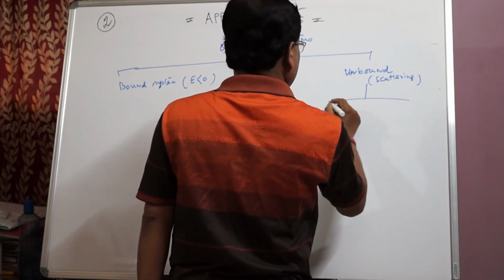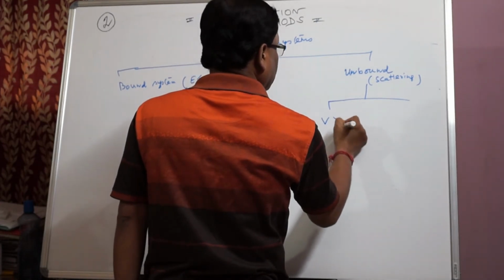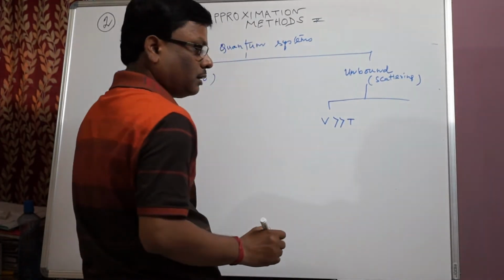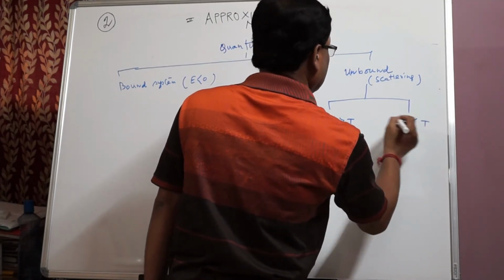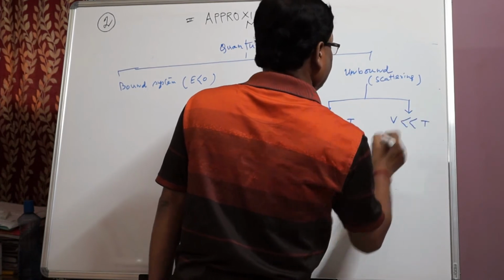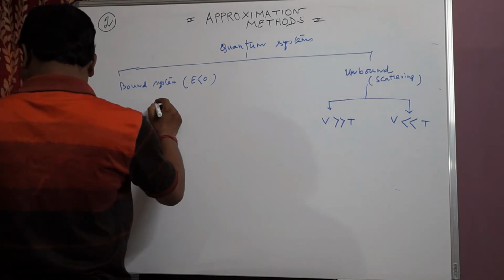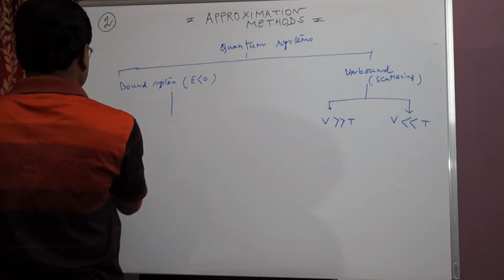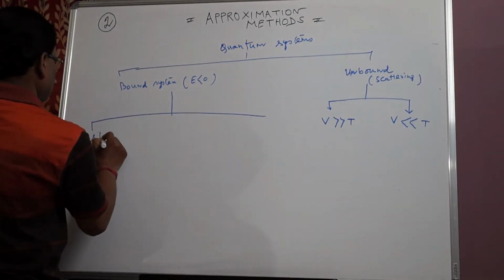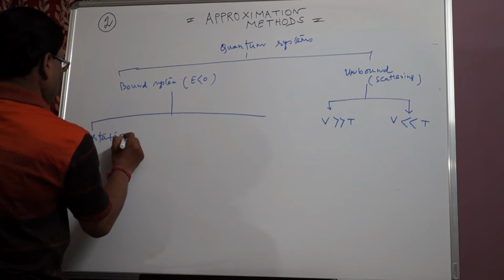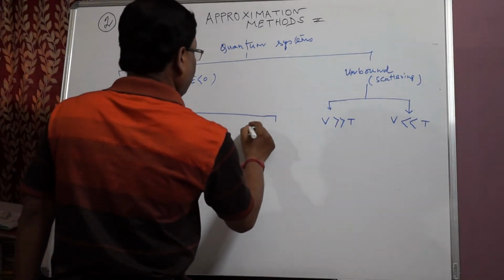Scattering can be divided into two cases: when potential energy is much larger than kinetic energy, and when potential energy is much less than kinetic energy. So that is the unbound system. Now the bound system, which has a stationary problem and a time dependent problem.